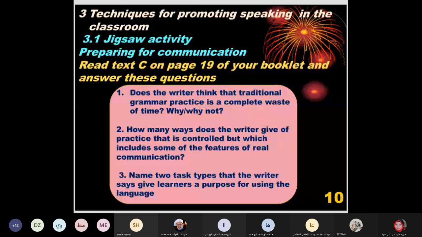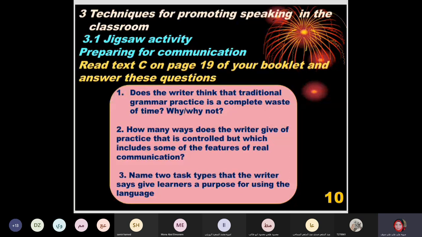Question number two. How many ways does the writer give of practice that is controlled but which includes some of the features of real communication? Four. Yes, he is giving four examples. Okay, very good, Mr. Abdelmenam. Thank you very much. Yes, they are four.